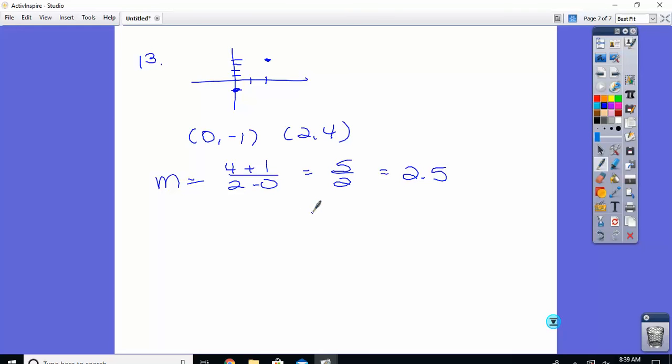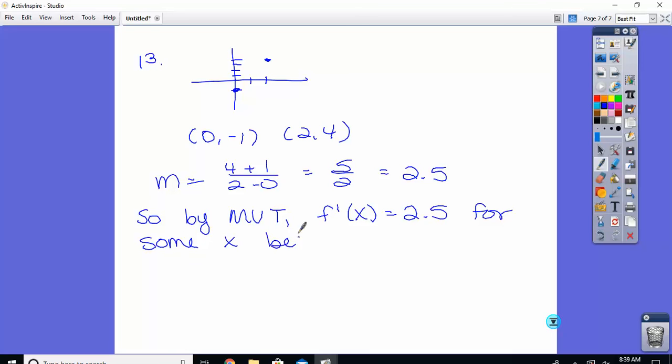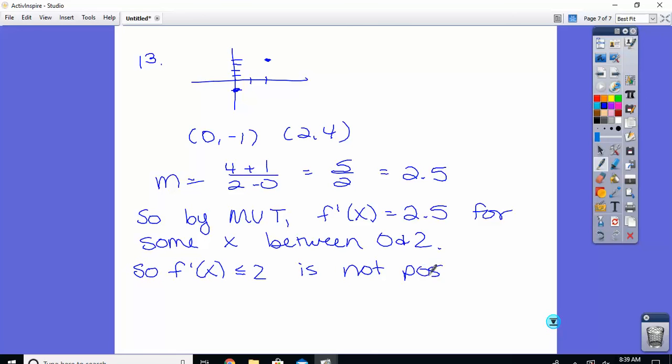This is saying, by the mean value theorem, the slope between the endpoints is 2.5. So the derivative equals 2.5 for some x between 0 and 2. So is it possible for the derivative to always be smaller than 2? It would not be possible.